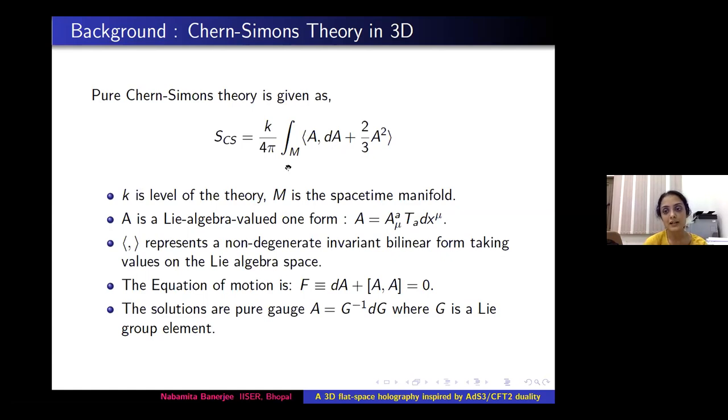Now, the most striking feature of Chern-Simons theory is that the equation of motion is very simple. It's just F equal to 0, where by F I mean this quantity. And the solutions are pure gauge. Okay? So you can just readily see that if you set A equal to g^{-1}dg, where this g is a Lie group element, then that will satisfy this equation trivially. And hence, basically, all you have in this theory are pure gauge solutions.